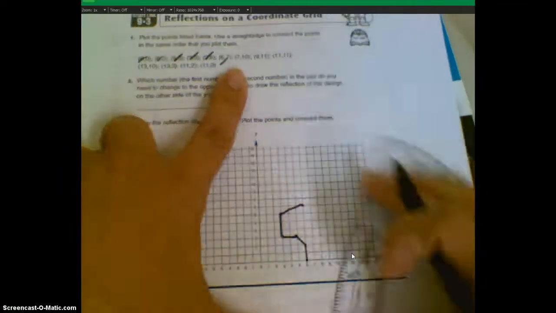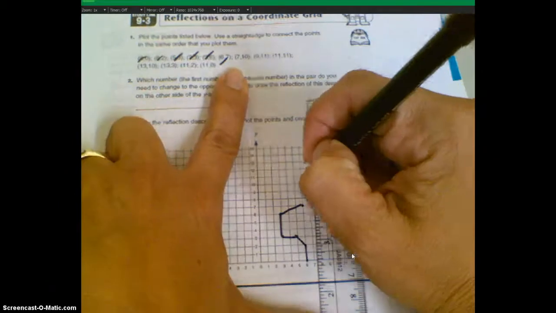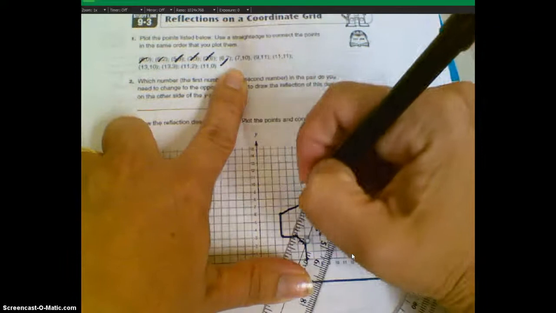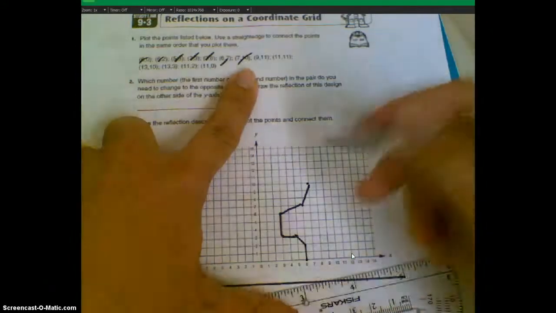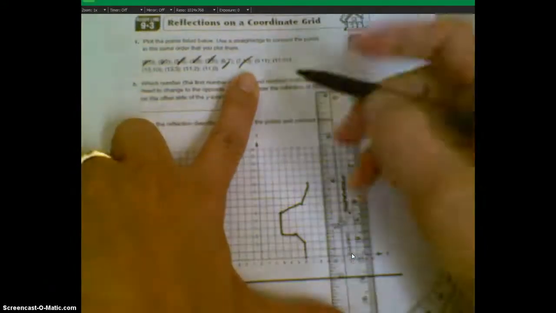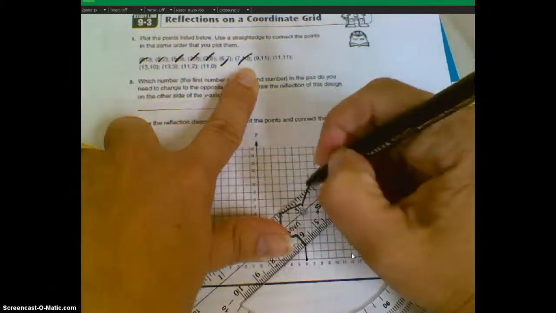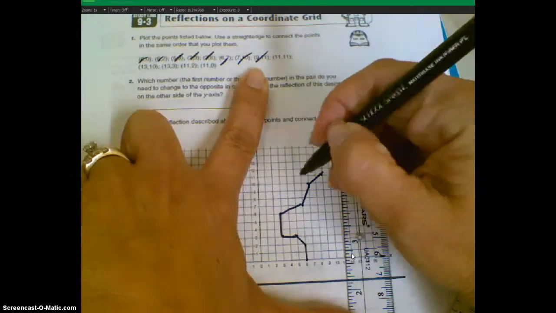Next I've got 7, 10. Again, I'm going to use my straight edge to find 7 and then move over to 10. Next I've got 9, 11, so I'll use this to help me find 9 and then plot 11 coming across. Next I've got 11, 11. I'll hold my spot over here with the 11 and find 11 here.